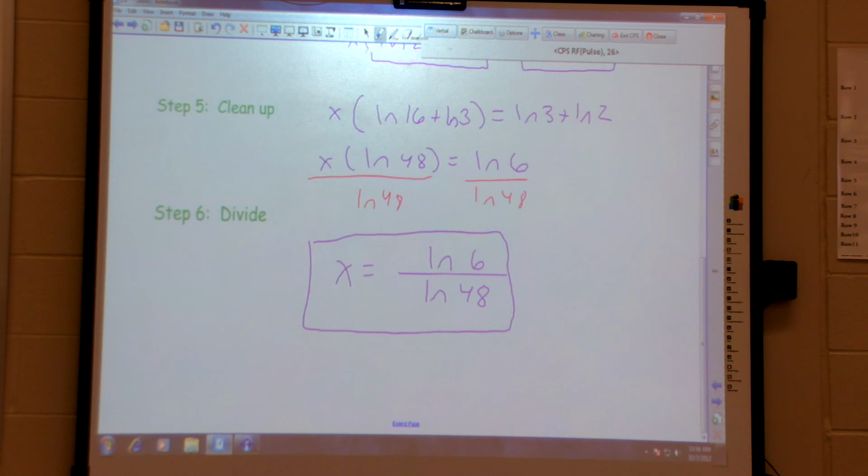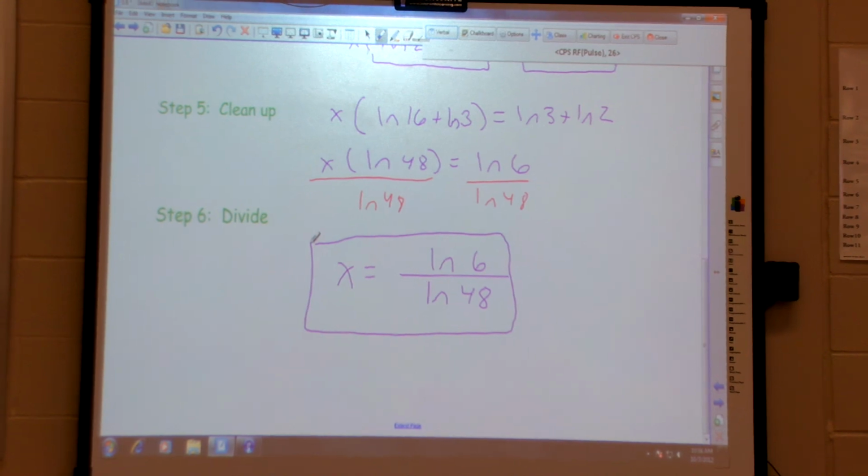No, they go fast. Once you learn the process, they're like, okay. Once you learn the process. Yeah? And I could get a decimal. Go ahead and find me a decimal.